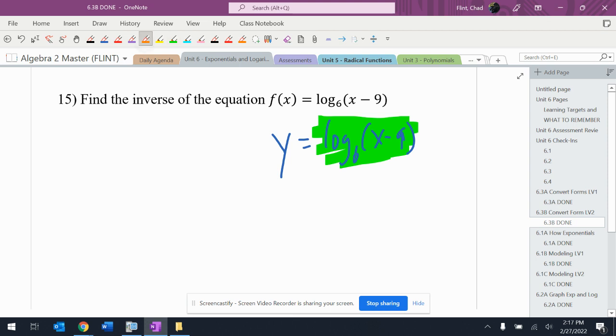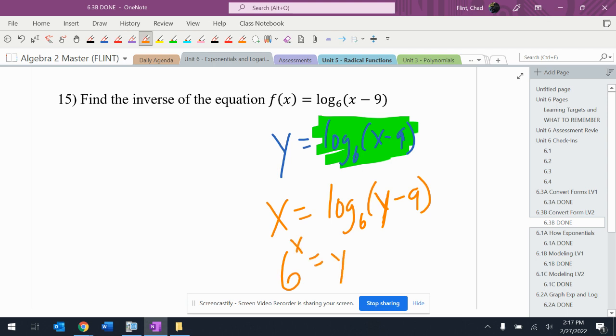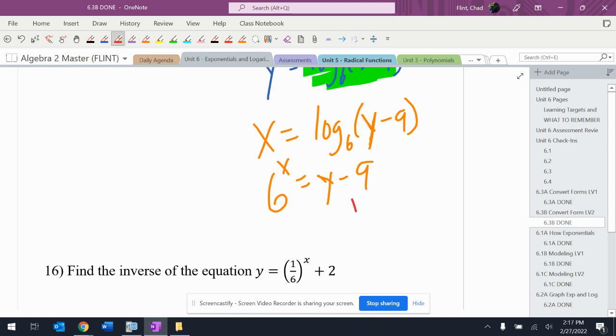So I'm just going to change the x and the y. So x equals log base 6 of y minus 9. And then I'm going to change the form. So 6 to the x equals y minus 9. All right, well, I can't have that 9 there. It's supposed to be solved for y. So it's 6 to the x plus 9 equals y would be my final answer there.